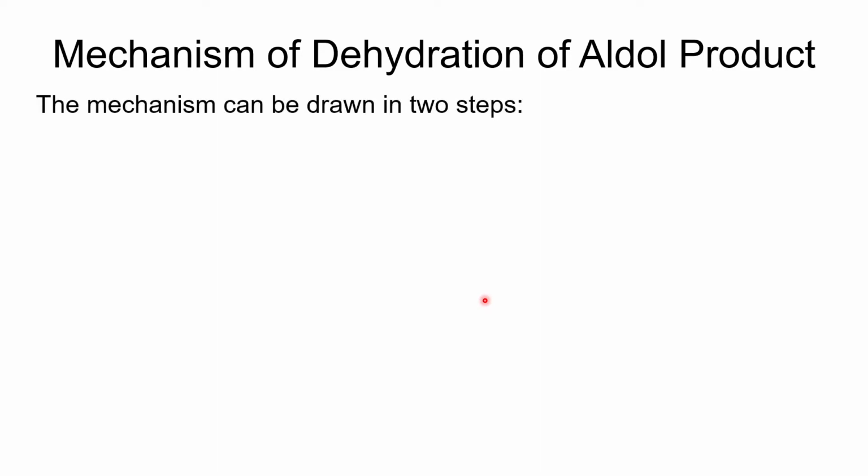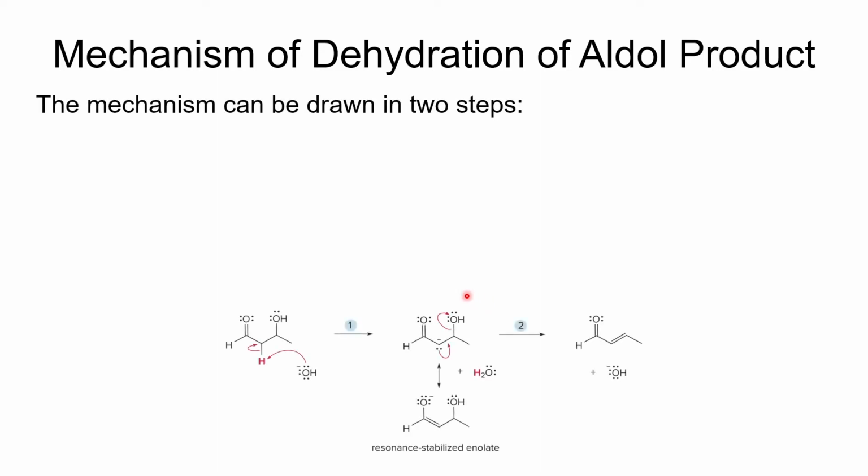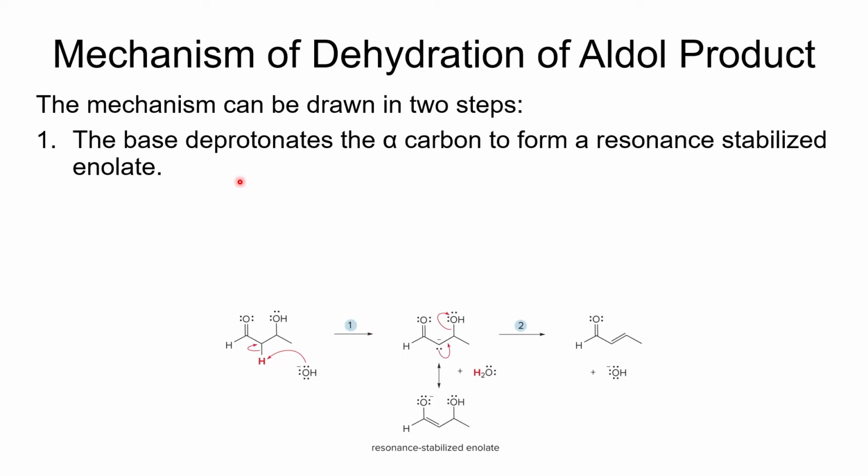The mechanism of dehydration is a new mechanism, one that you have not seen before, at least not in the sequence that I have taught it. And the mechanism can be drawn like this. In the very first step, the base will deprotonate the carbonyl to form a resonance stabilized enolate. That enolate is resonance stabilized, so we have partial negative charge on the carbon and on the oxygen, but we're interested in that partial negative charge on the carbon.